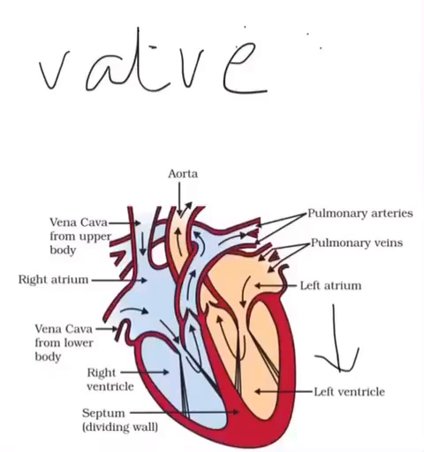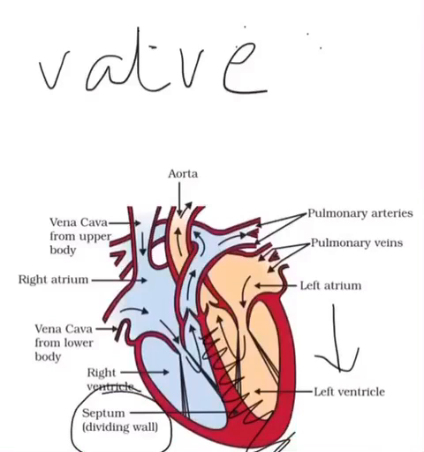Another thing you can observe in the diagram is a thick structure which is separating the left side of the heart from the right side. This thick structure here is the septum, or a dividing wall which divides the right side of the heart from the left side of the heart.